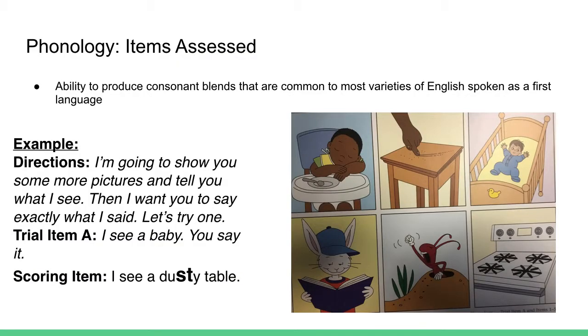The phonology domain assesses the child's ability to produce consonant blends that are common to most varieties of English as a first language. The examiner starts out this section by providing instructions to the child in an example trial item. They would say, "I'm going to show you some more pictures and tell you what I see. Then I want you to say exactly what I said. Let's try one. I see a baby. You say it." The examiner will then continue on to the scoring items. For example, the examiner will score the child's performance on the ST cluster in the phrase, "I see a dusty table."